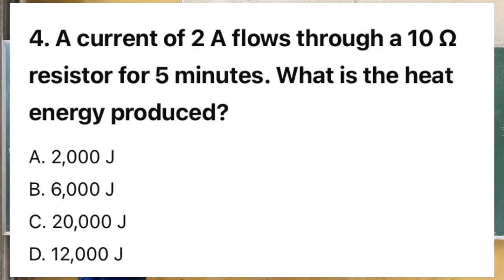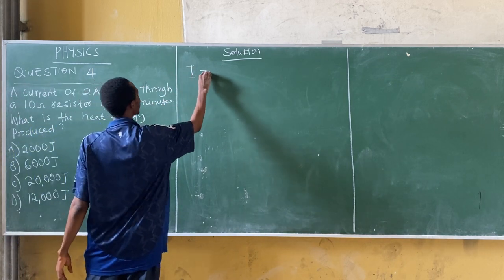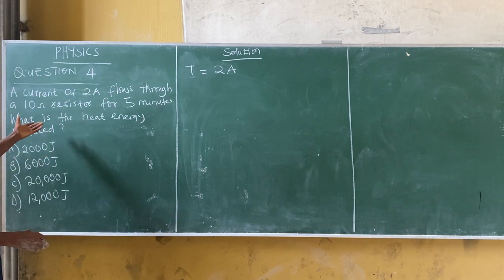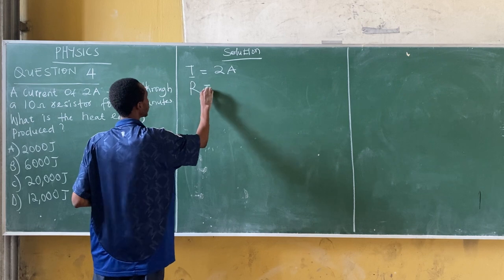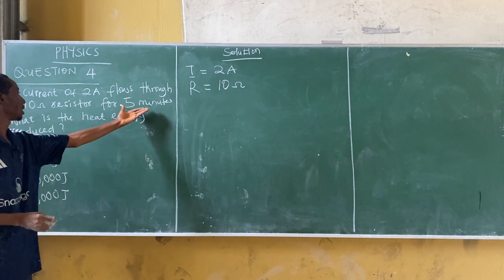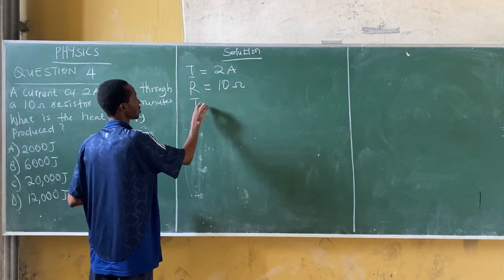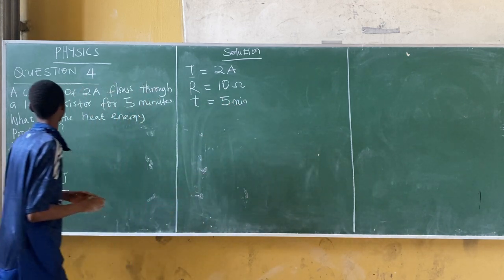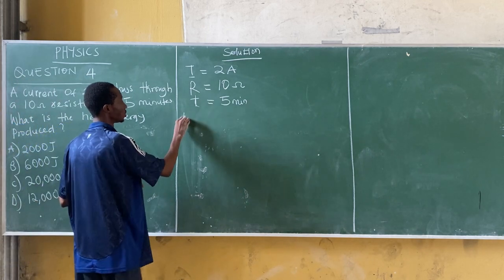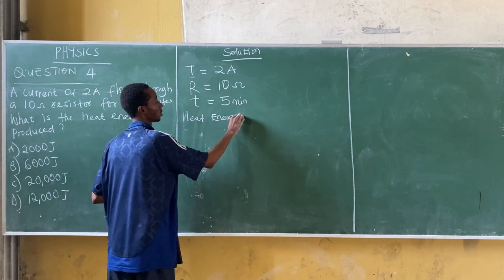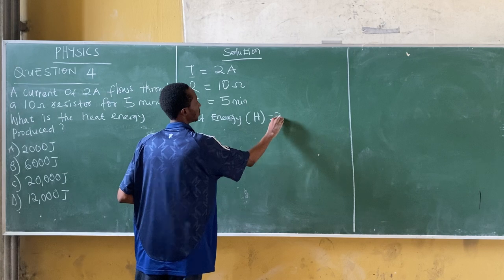Solution. From the question, we were given the current, that is I, to be 2 amperes. They said it flows through a resistor. They gave us resistor R to be 10 ohms. They also gave us a time, which is 5 minutes. Time T is equal to 5 minutes. They say, what is the heat energy? Heat energy H is unknown.